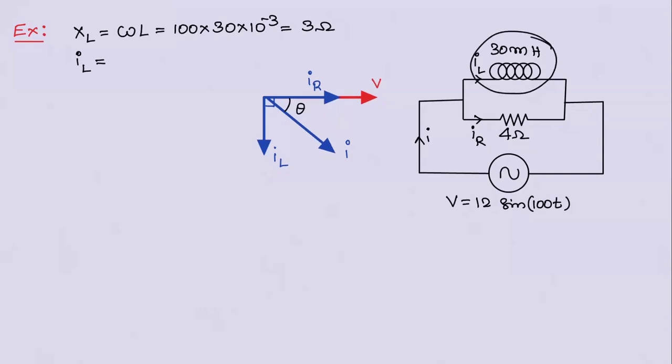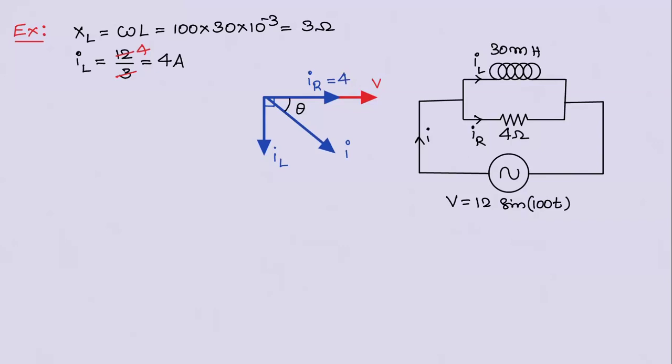Then IL. IL is equal to V by R. What is voltage across this one? 12 only, right? By R. What is R value? 3. How much? 4 times, right? 4 ampere. IR is equal to 4 ampere I'm taking.